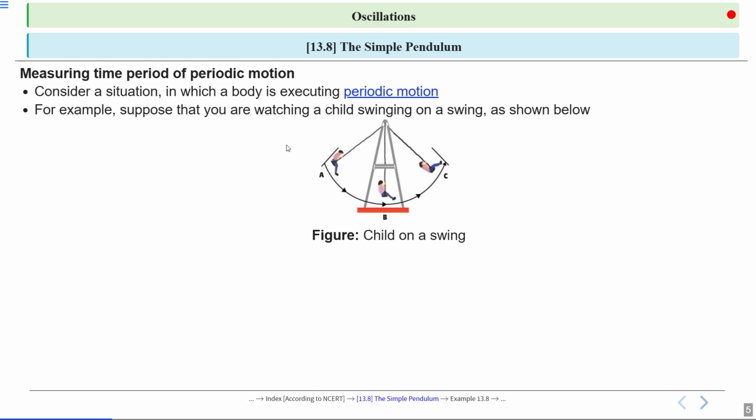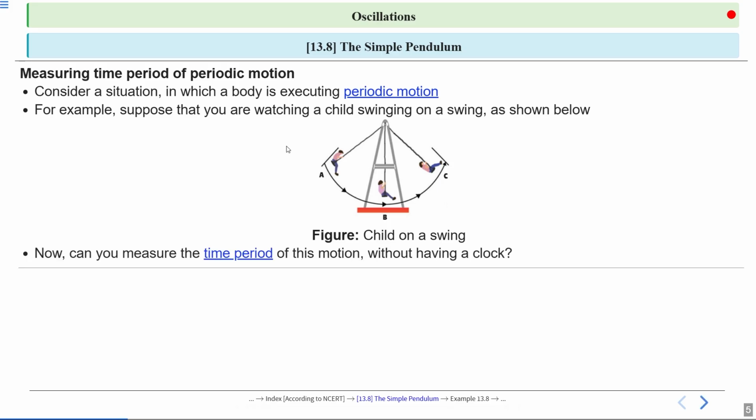As you see here, think about how you might measure the time it takes for the swing to go from one extreme end back to the same point. This time is what we call the time period. The figure here helps us visualize the type of motion. But what if you don't have a clock? Can you still measure the time period of this swing? Yes or no?